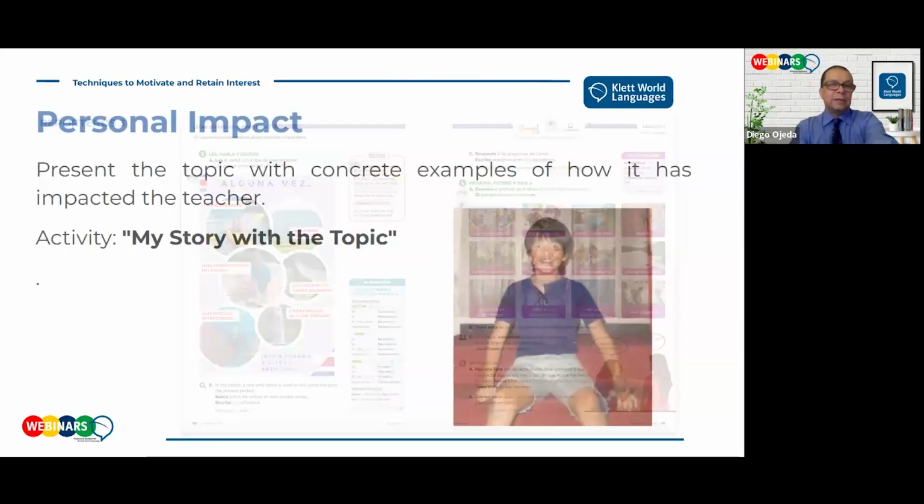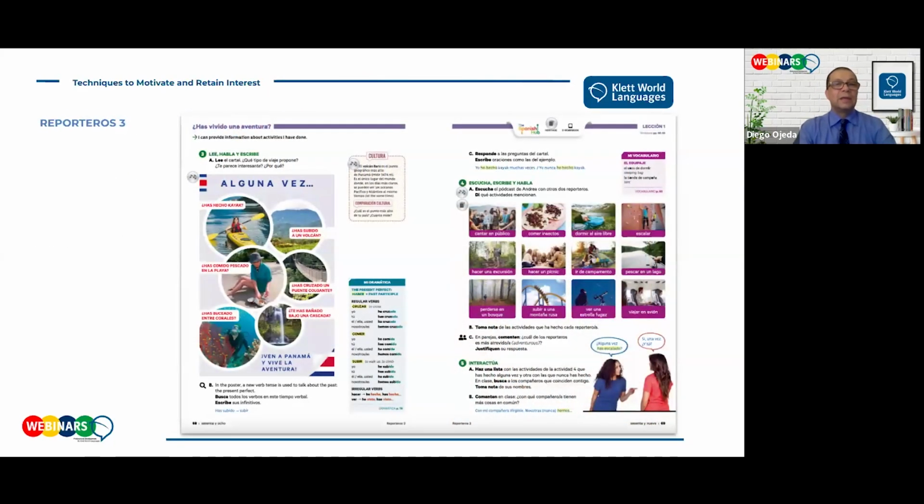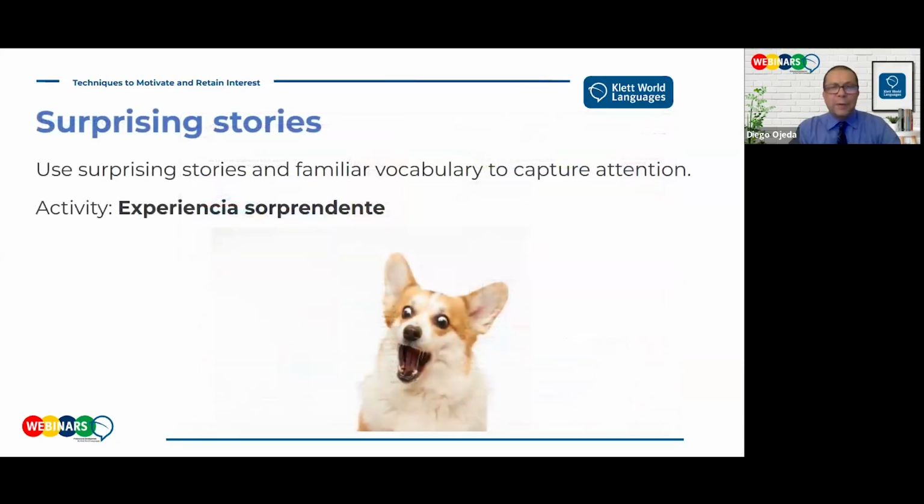So I'm talking about here the first time that I went to the beach. So this is a project about the first time you went to a specific vacation. Okay? Surprising stories. So surprising stories, where you're going to use obviously comprehensible input so they are connected. Una experiencia sorprendente. But what I want to say here is that those stories do not have to always be real, in the sense that you can play a little bit and make up a story just to keep their attention.